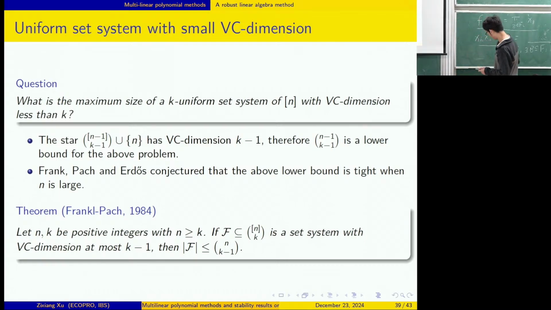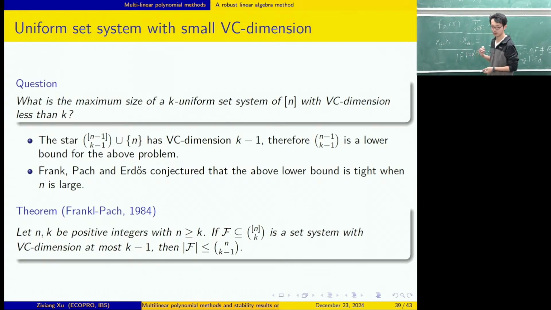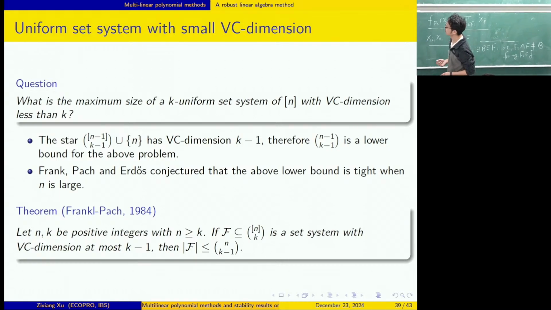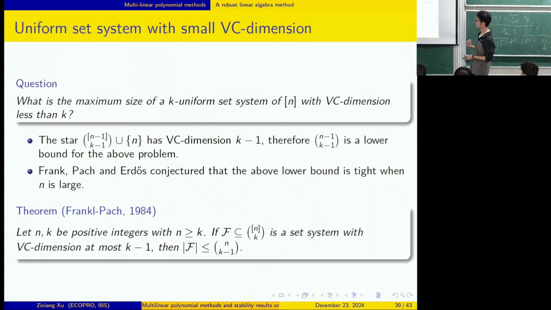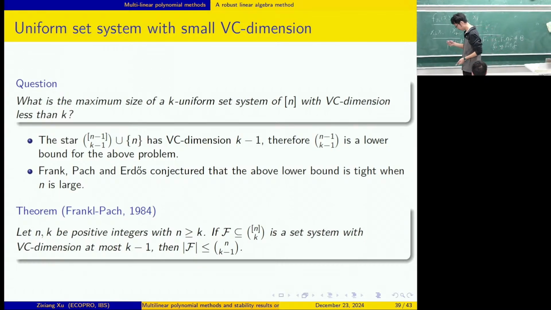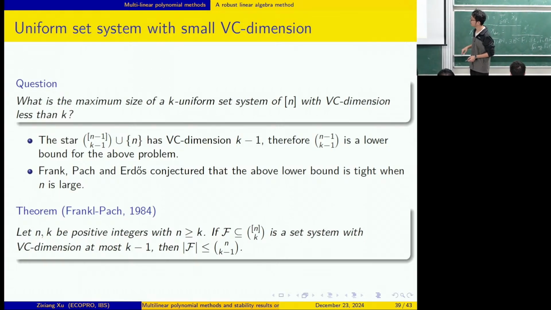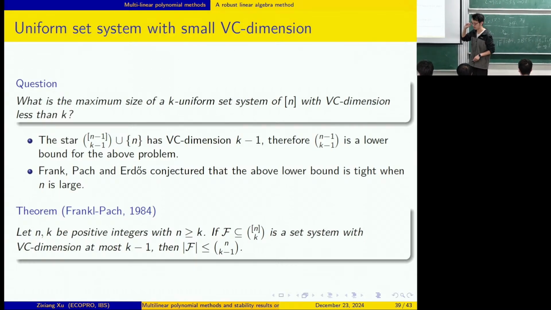But the non-uniform case is simple and people will understand, while the uniform case is surprisingly open. So the simplest question is, what is the maximum size of a k-uniform set system with VC dimension less than k? Maybe 40 years ago, people first studied this problem because they found that the k-uniform star has VC dimension exactly k minus 1.